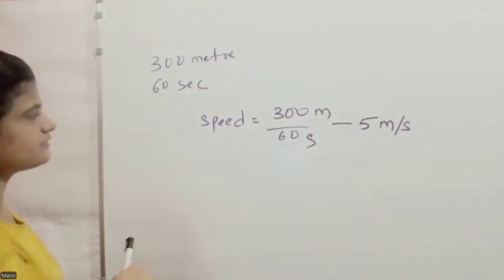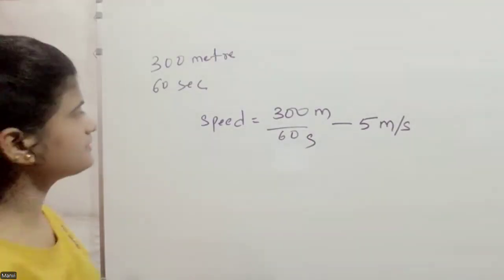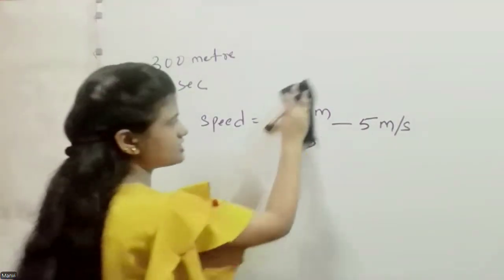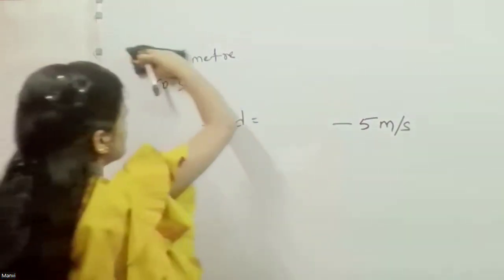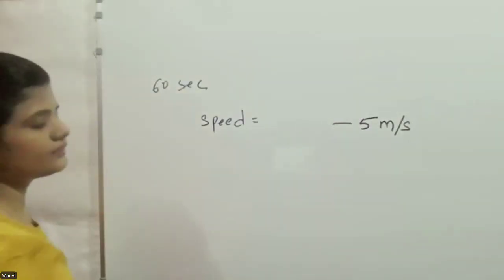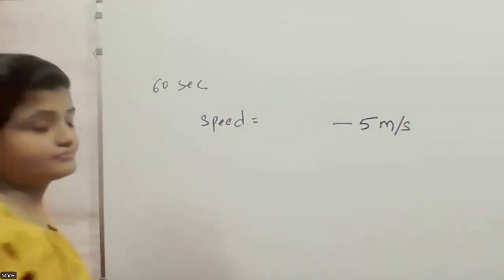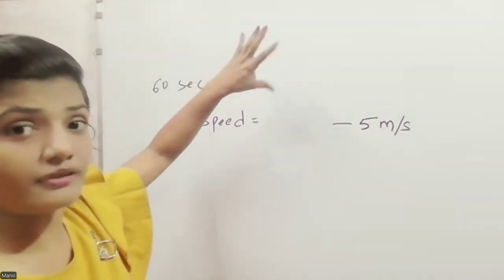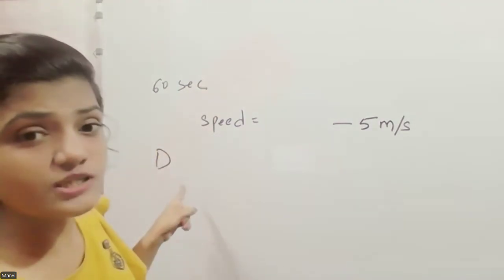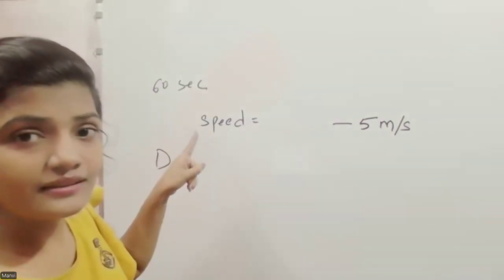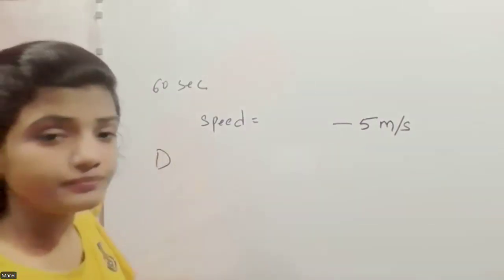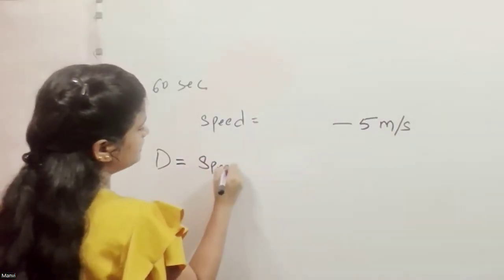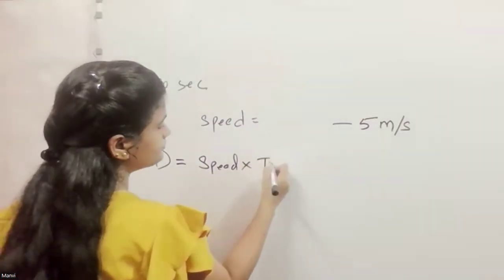Okay. If they give us the speed, they say that the speed equals 5 meter per second. This is the speed and that is the time. Now tell me, what is the distance? So distance is on the top. If you remember the triangular formula, distance equals what? Speed multiply with time.